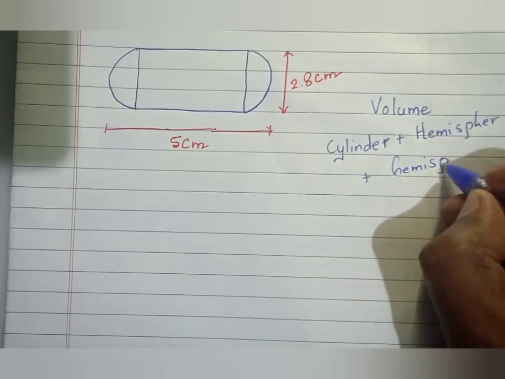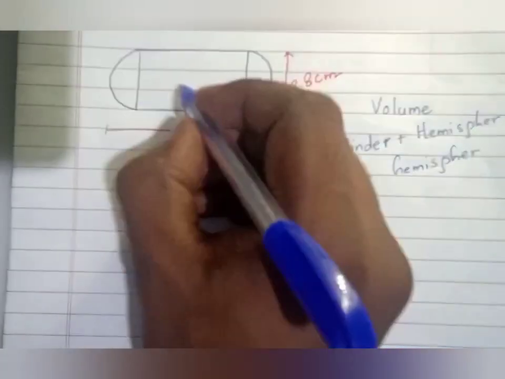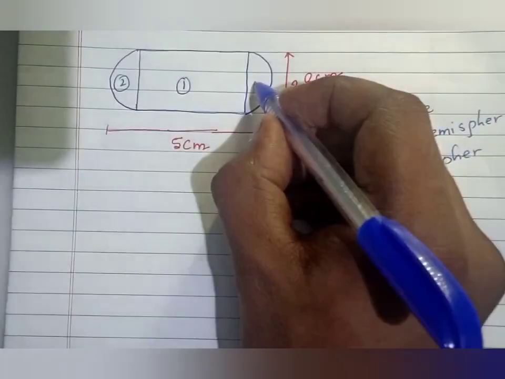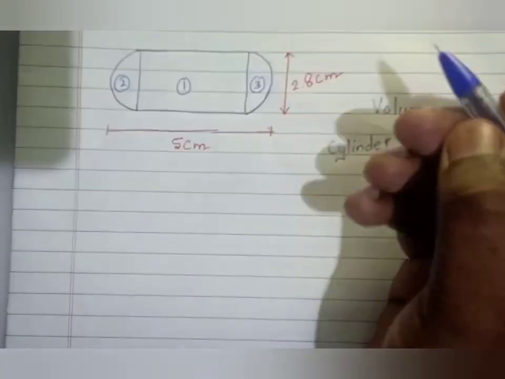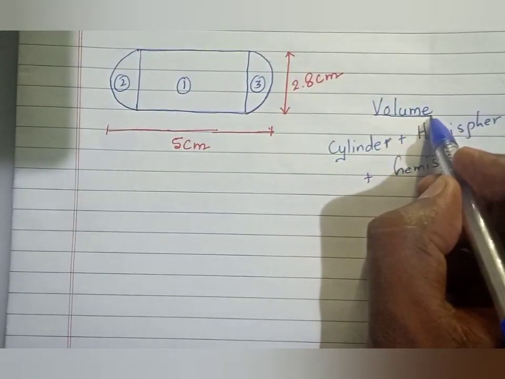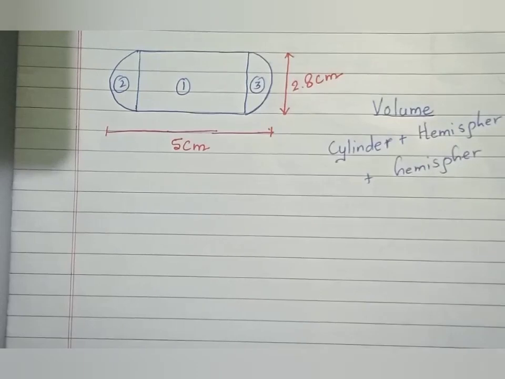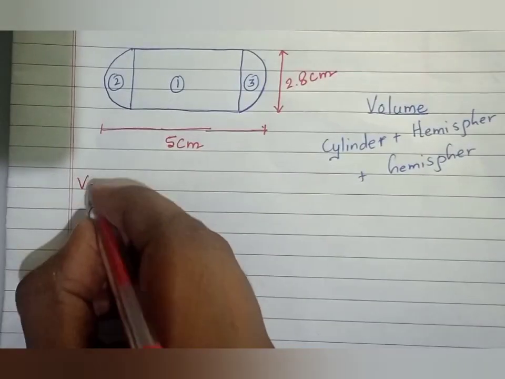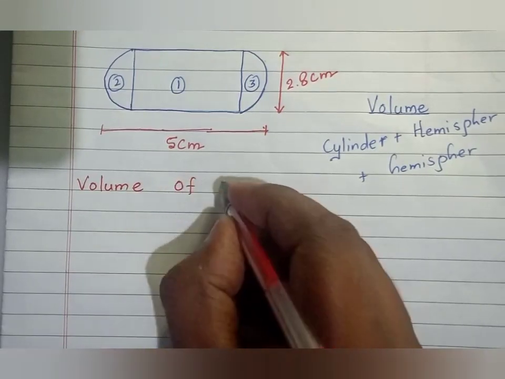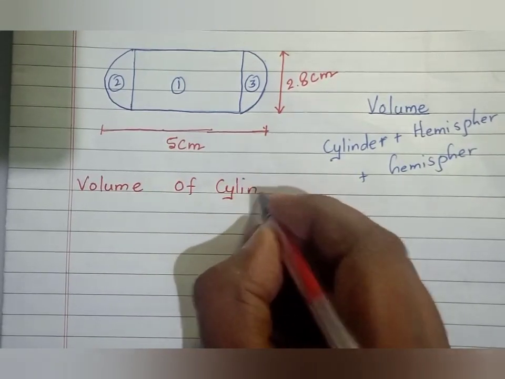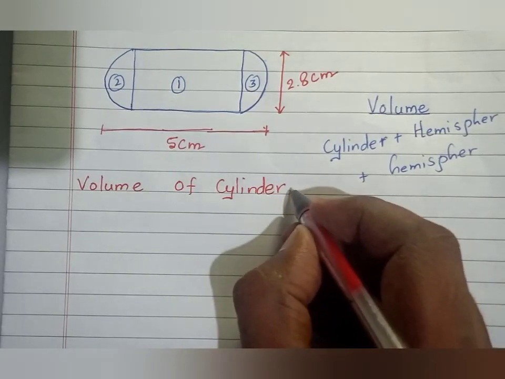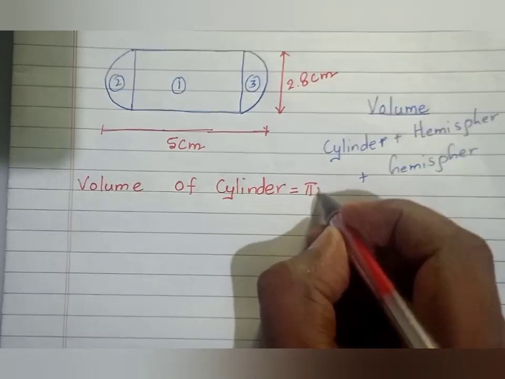So volume of gulab jamun equals volume of cylinder plus 2 times the volume of hemisphere. Now we need to find out volume of cylinder. What is volume of cylinder? Volume of cylinder equals pi r square h.